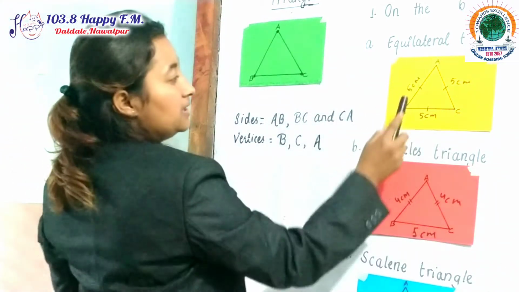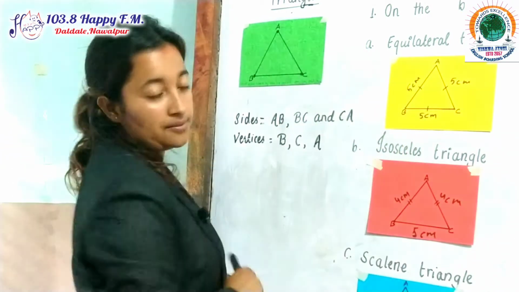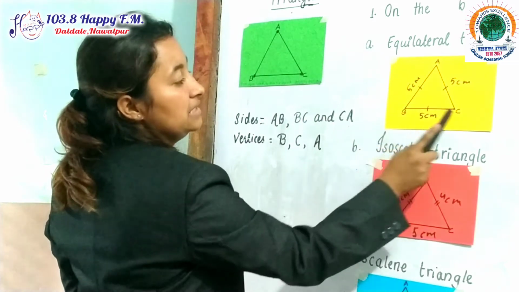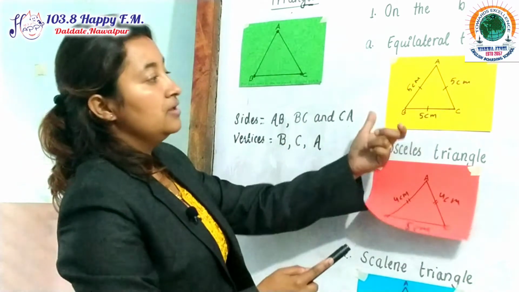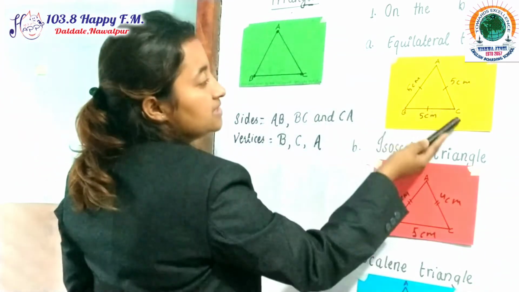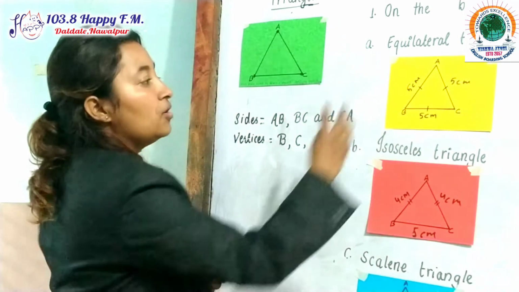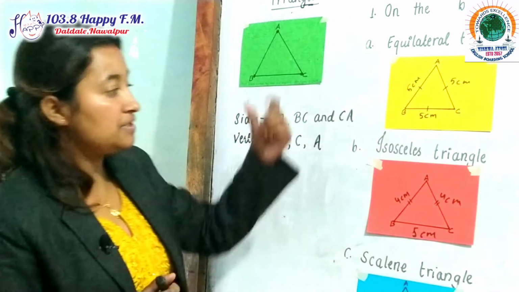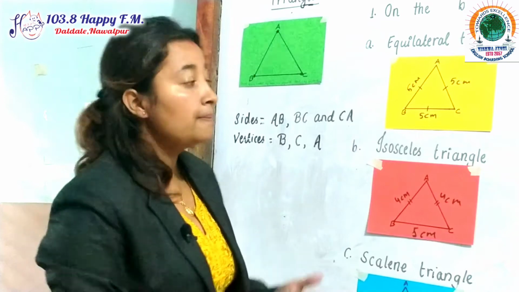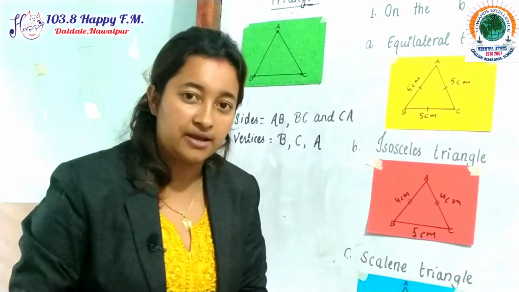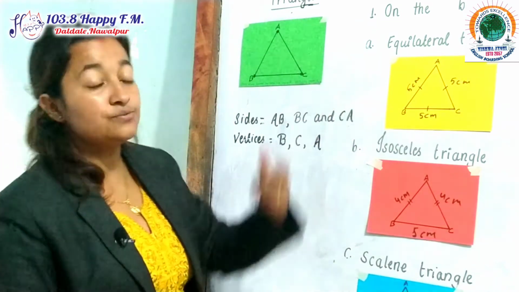Here the length of AB is 5 cm. Similarly, the length of BC is also 5 cm. In the same way, the length of AC is also 5 cm. Here all the 3 sides of the triangle ABC are 5 cm. So this is called the equilateral triangle. I hope you have got this one.